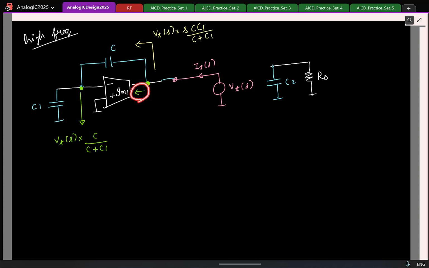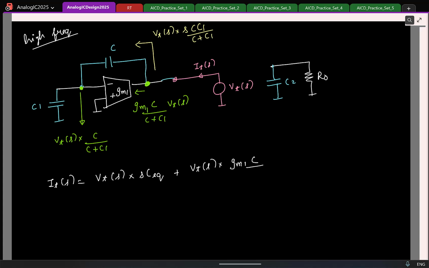So what is the current in this direction then? Will it be minus or plus? I am looking at the current flowing this way. I know this voltage. What is the current flowing this way? Plus. So GM1 times C by C plus C1 times Vt of S. So what is my total test current? It's basically Vt of S times S times the equivalent capacitance, plus Vt of S times GM1 C by C plus C1.